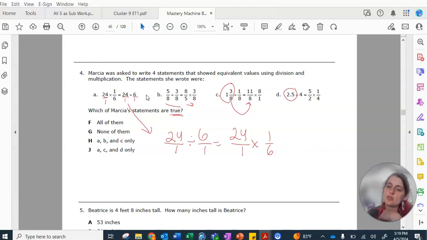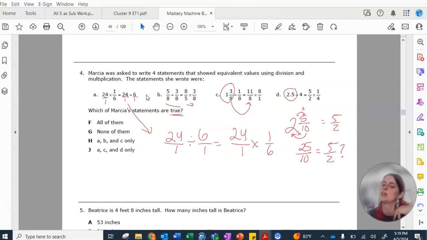And then 2 and 5/10. Is that the same as 5/2? Okay, well, 2 and 5/10 is 20 plus 5, 25/10. You need to check and see if that simplifies to 5 over 2 before you can move on and start checking to see if any of these are true or false.